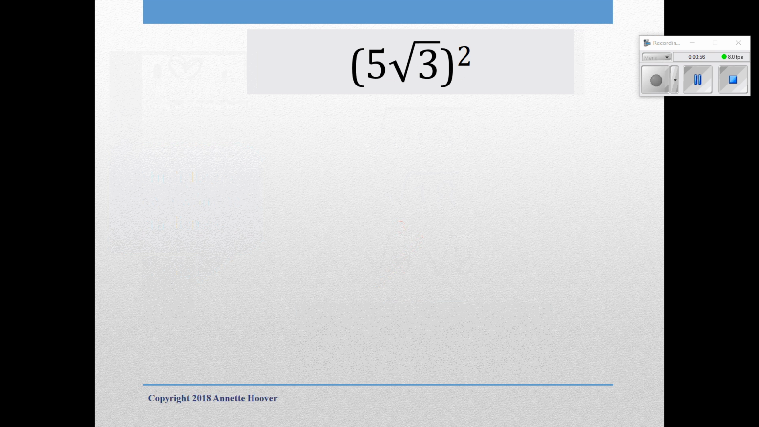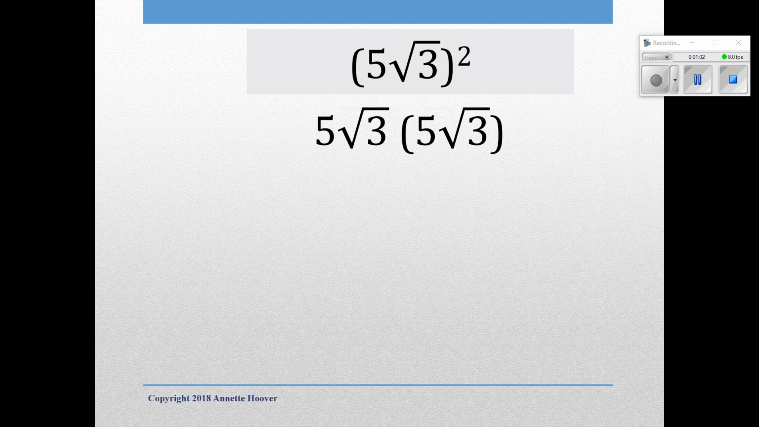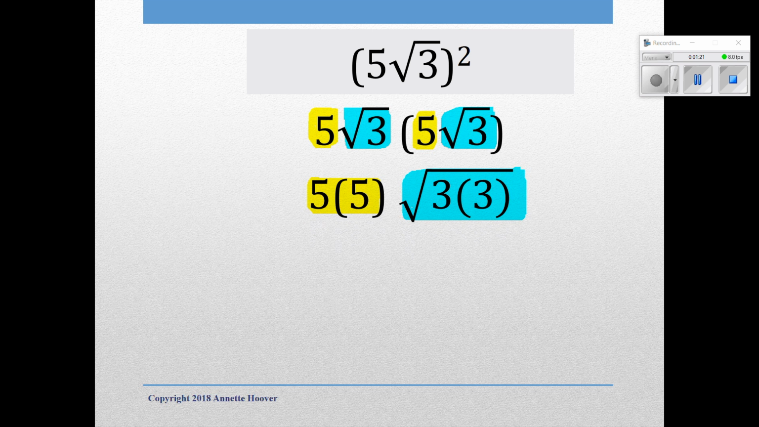Here we have 5 times the square root of 3 squared, which is the same thing as 5 root 3 times 5 root 3. Remember, we can multiply everything outside the square root sign times each other, and everything underneath can be multiplied together. So first on the outside, we'll have a 5 times 5, and underneath the radical sign, we have 3 times 3. So 5 times 5 is 25 on the outside, and the square root of 3 times 3 results in the square root of 9, and we can take the square root of 9, which is 3. So now we have to go 25 times 3, which is 75.